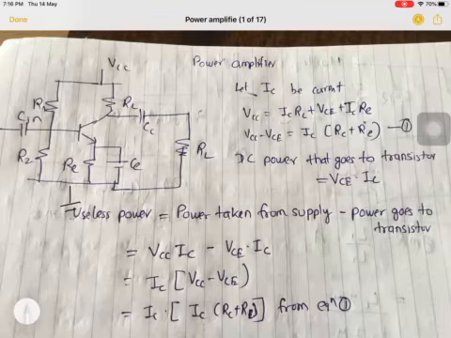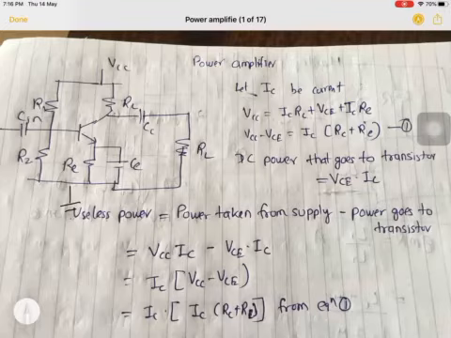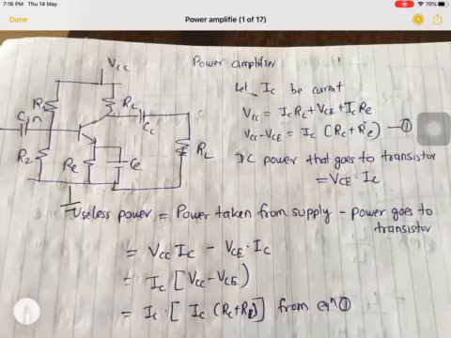This is equation 1. I have named it equation 1. Now I move to the second topic. The net DC power given to the transistor: how much power is this transistor taking? How can we calculate this? The total voltage across this transistor and the current passing through it. The total voltage across this transistor is VCE, the current passing through it is IC. So net DC power that goes into the transistor is VCE times IC.